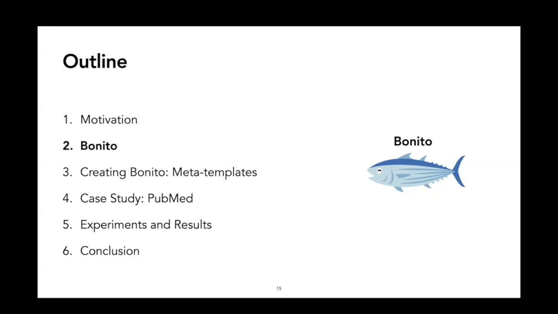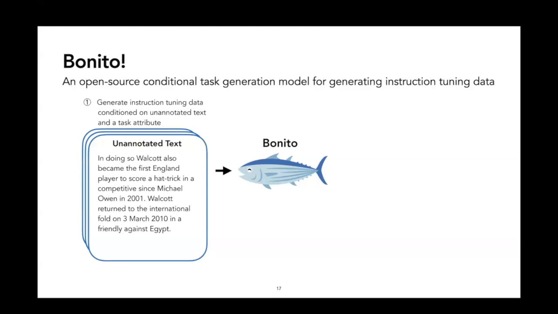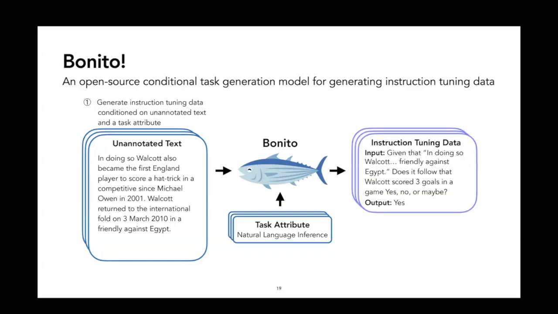Now I'll show you how simple the workflow is. First, we have to train Bonito. I'll explain how the training works for this model. Then we have the unannotated text from the target domain. We also have a target task type or a target task attribute. Here we have natural language inference.